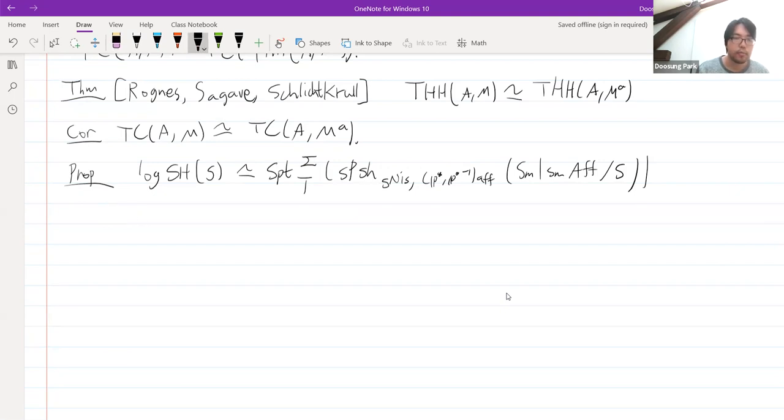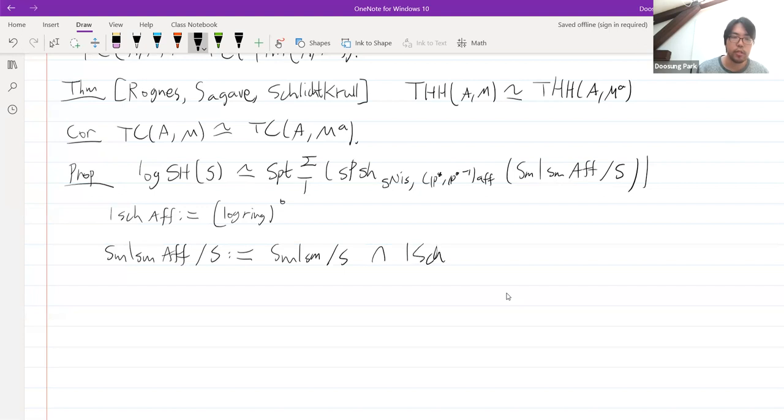So affine log schemes are just the opposite category of the category of log rings. Like affine schemes are the opposite category of commutative rings. So we consider this notation, and we can consider smooth log smooth affine over S as smooth log smooth over S intersected with affine log schemes.